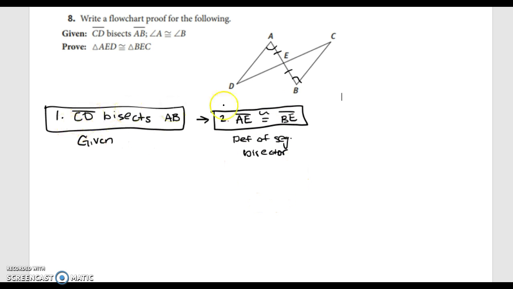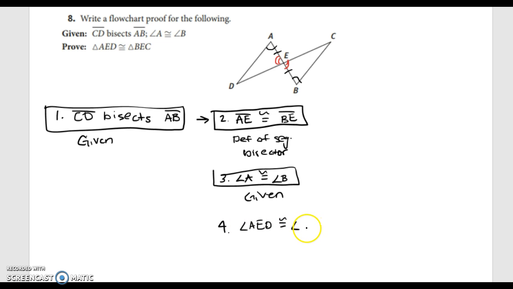Okay? Now I'm not using that information to find anything else, so I'm just going to go on to my next given, which is that angle A is congruent to angle B. And I've already labeled that in my image, and the reason is given. Okay? So again, I'm not using that information to deduce any new information as I did with CD bisecting segment AB. So I'm going to move on to part 4, and if I look at my image, I can see these angles right here, and I know that they are vertical angles, and therefore congruent. So I can say that angle AED is congruent to angle BEC. And why can I say that? Because they are vertical angles.